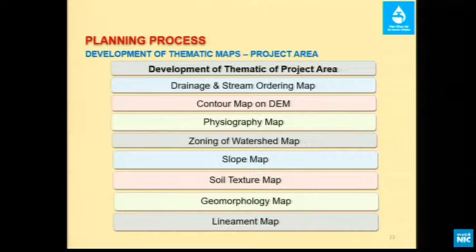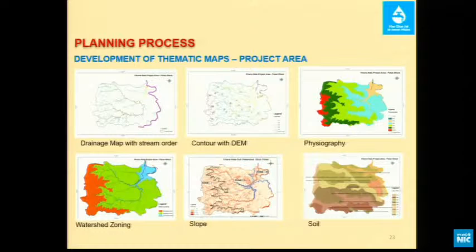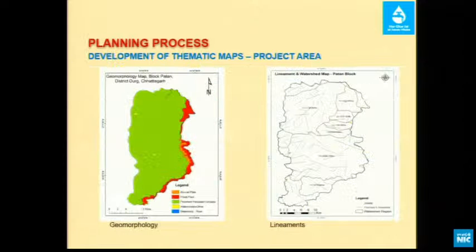So basically, it is a drainage map. We need a contour map, physiography, zoning, slope, soil texture, geomorphology map and lineament, which is the most important thing. Lineament, fault, fissure, or geology is going to play a major role in recharging. So based on that, we have developed this drainage map, then physiography map, zoning map. These are on one platform, at 10 meter resolution.